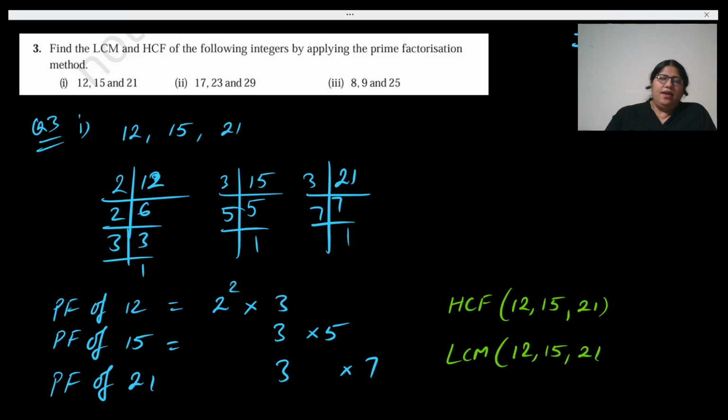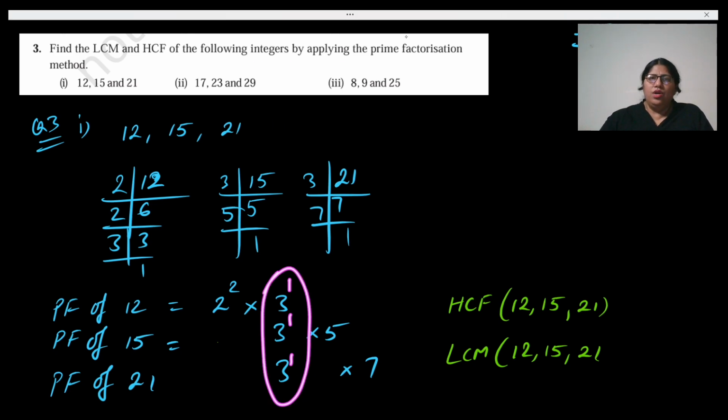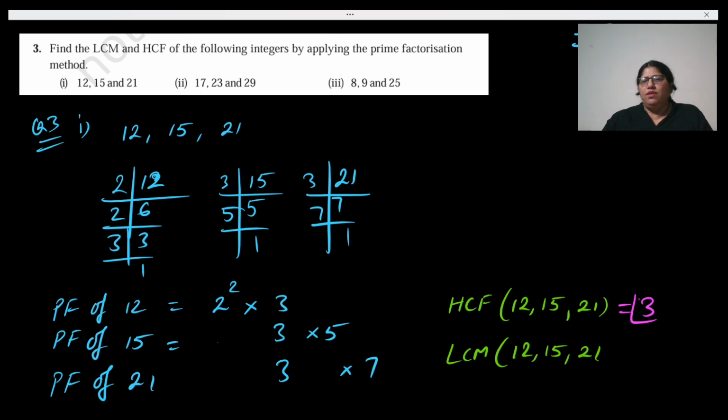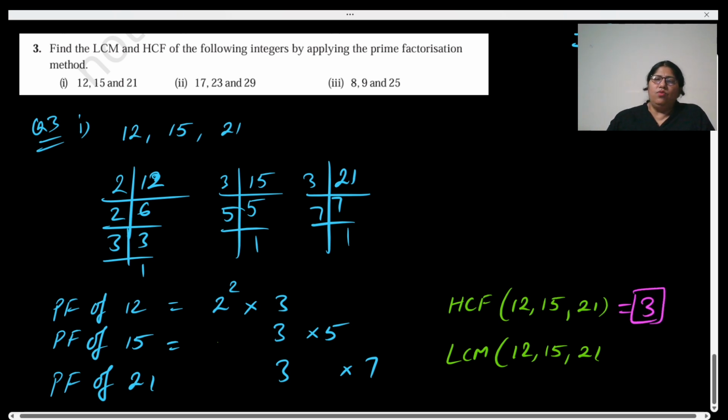Now what did we say here? Common factor. 2 is not there for the second. 2 is not a prime factor for the second and third number, so we can ignore it. Now if you see here, 3 to the power 1, when there's no power, is common in all. So that is your HCF, and 5 and 7 are not common. So your highest common possible factor is 3 only.